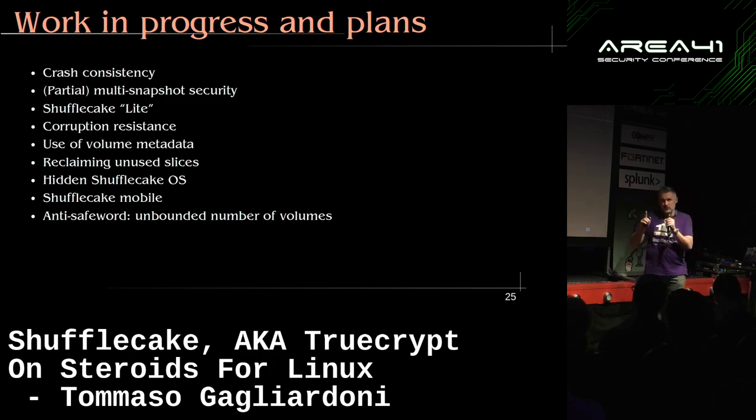So, okay, back for a second to crash consistency. This is a problem that we know how to solve. There are ways to solve it, we just have to implement it. Multi-snapshot security is a bit of research in progress, because we have specific mathematical theorems that if we want something multi-snapshot secure, we have to use ORAMs. But what we want to do is to achieve some intermediate security notions that provide multi-snapshot security with a certain degree of security and still have a negligible impact on the performance.